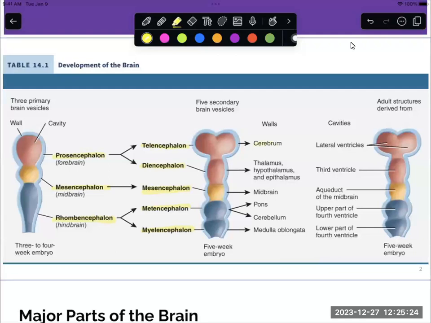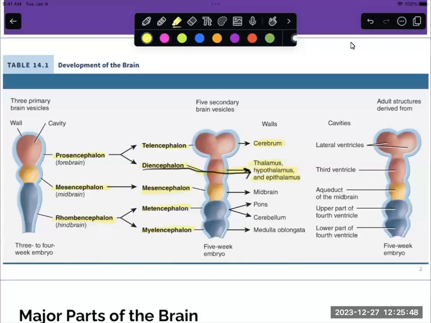The cerebellum, or the cerebrum. The diencephalon keeps its name. The thalamus, hypothalamus, and epithalamus are all known as the diencephalon. That's the main one that you need to know off of here. We'll talk about it again in other areas.